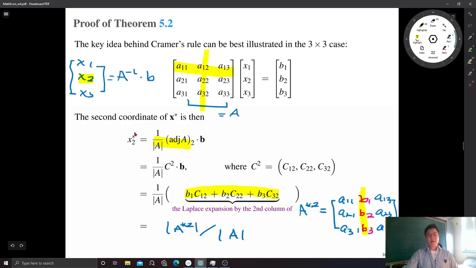Similarly, X3 star is going to be the third row of the adjoint matrix dot product with the parameter matrix B. Then if we expand the dot product, that's going to be the Laplace expansion by the third column of A star 3. So X3 star is going to be the determinant of A star 3 divided by the determinant of matrix A. And the same procedure applies to the first solution as well. So this is how we get Cramer's rule.